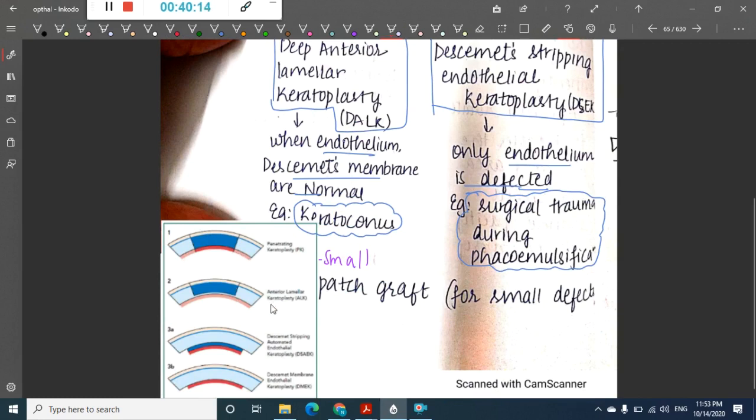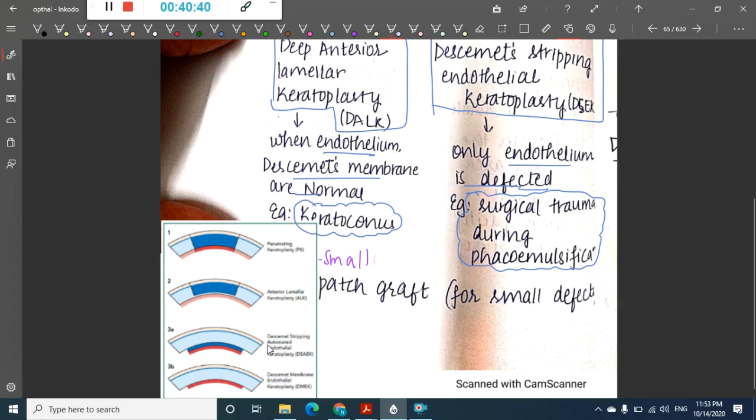Then the next one is anterior lamellar keratoplasty. In this we only use the epithelium, Bowman's membrane, and the stroma for transplantation, whereas endothelium and Descemet's membrane are left, because here endothelium and Descemet's membrane are normal for these patients. So this is mainly done for keratoconus.